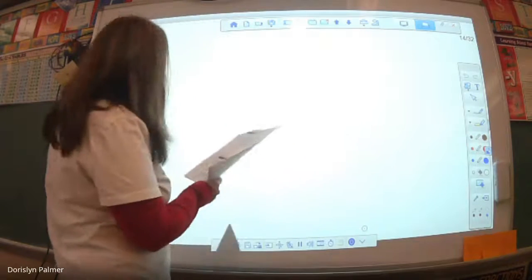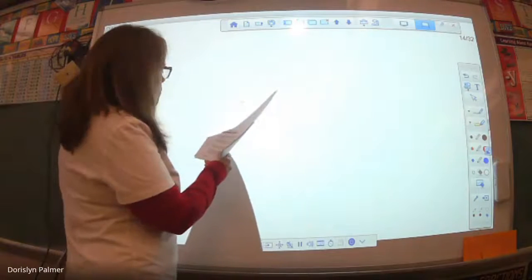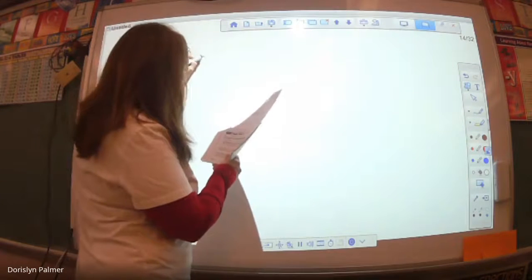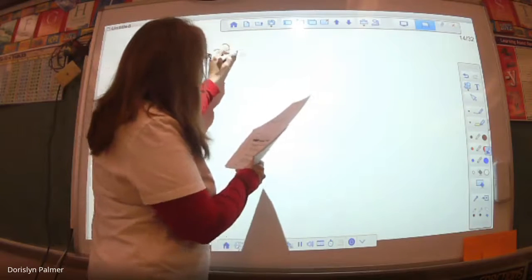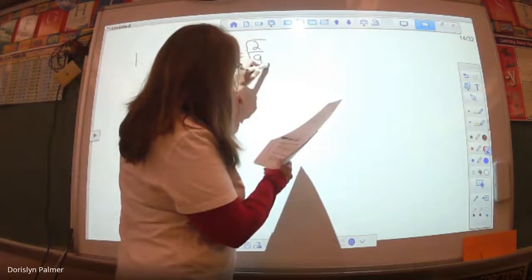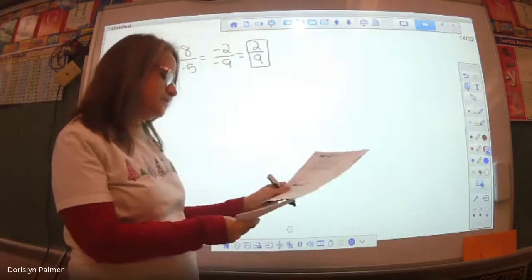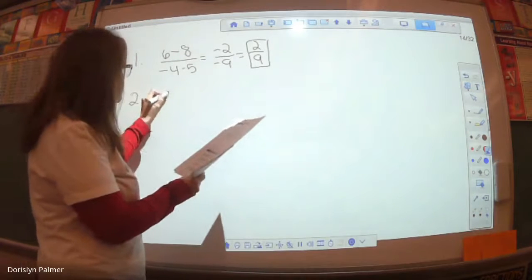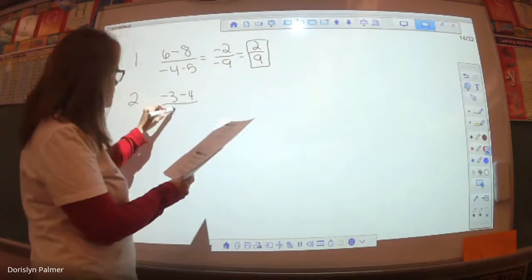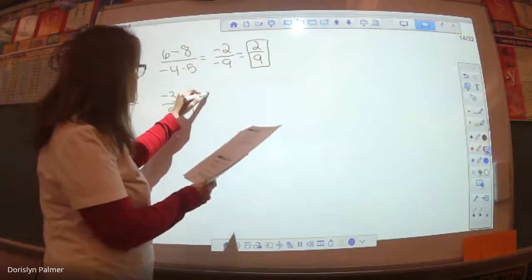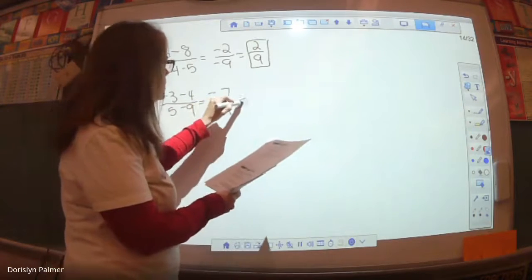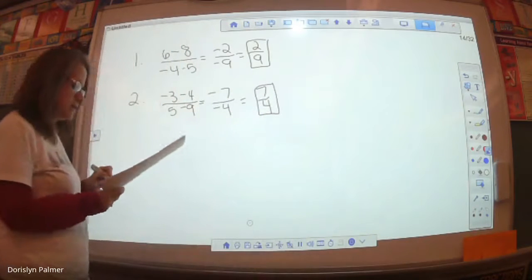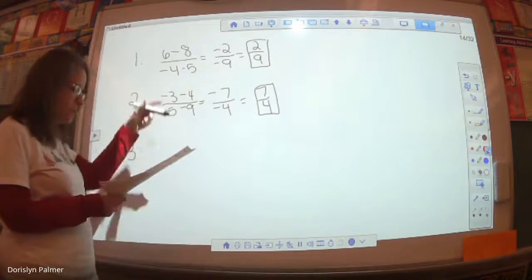Find the slope. You guys did awesome with slope. For number 1, 6 minus 8 over -4 minus 5. -2 over -9, 2/9. That was 2 points. And the slope for the second one, -3 minus 4 over 5 minus 9. -7 over -4, which is +7/4. Number 3 is the hard one.